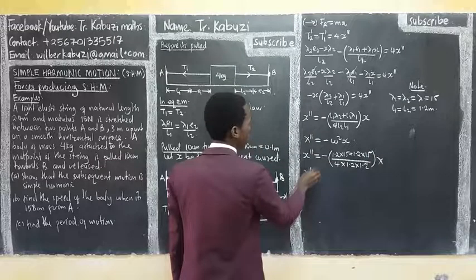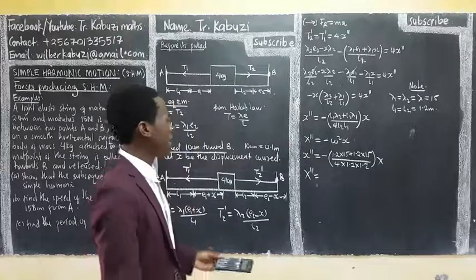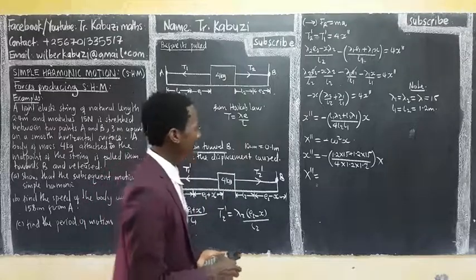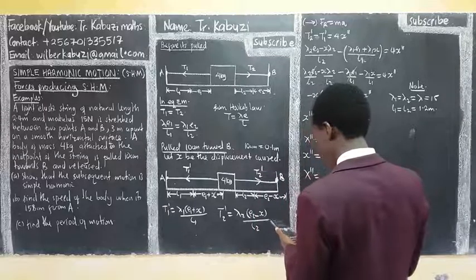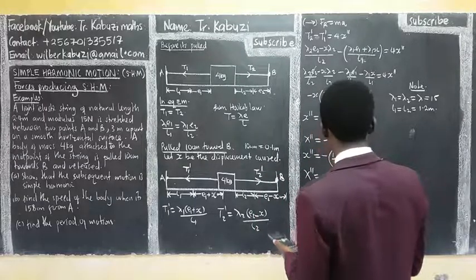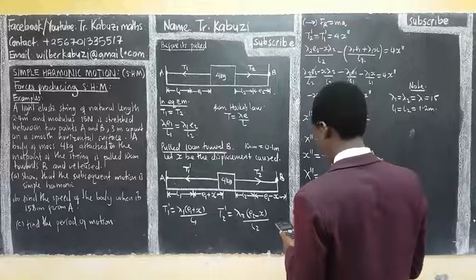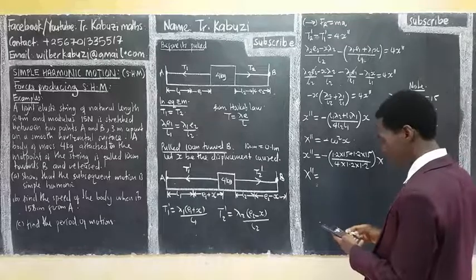So here I'm going to get my x double prime as, when you simplify there, we are going to have this as, up I'm having 36. What about down?